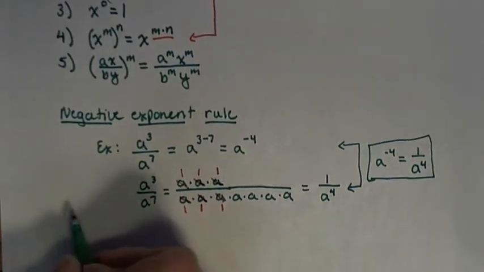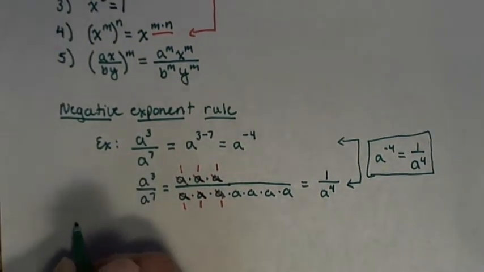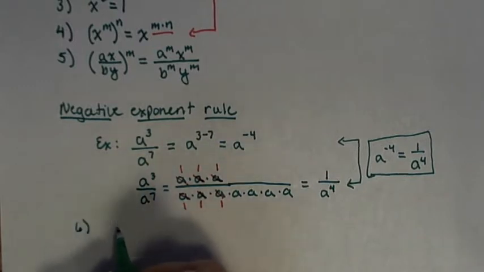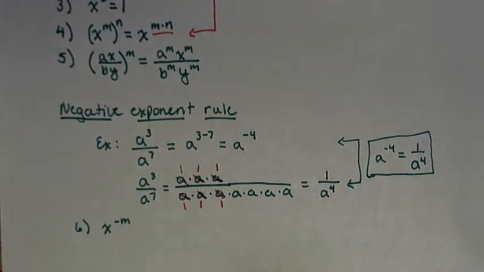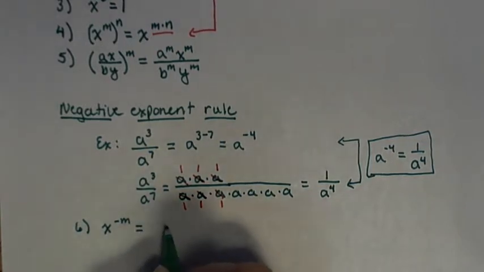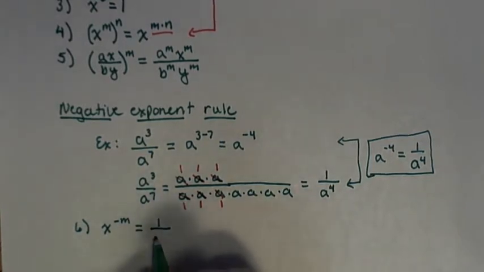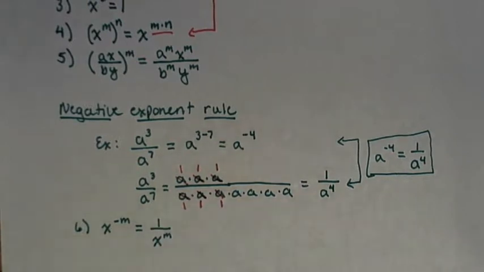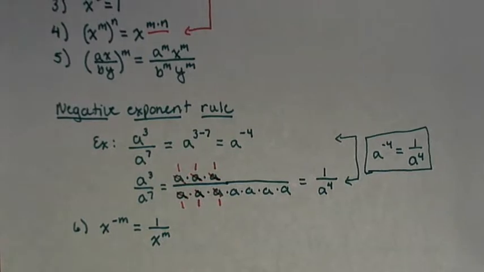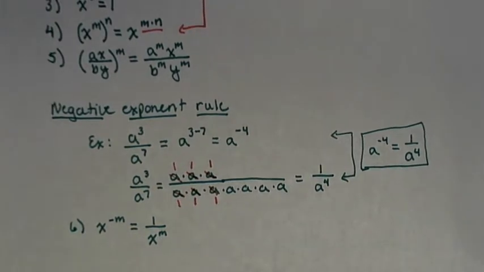And from this, we get our 6th rule of exponents, which says that if I have x raised to a negative exponent, I can always rewrite that as 1 over x raised to the positive exponent. So that is our exponent rule.